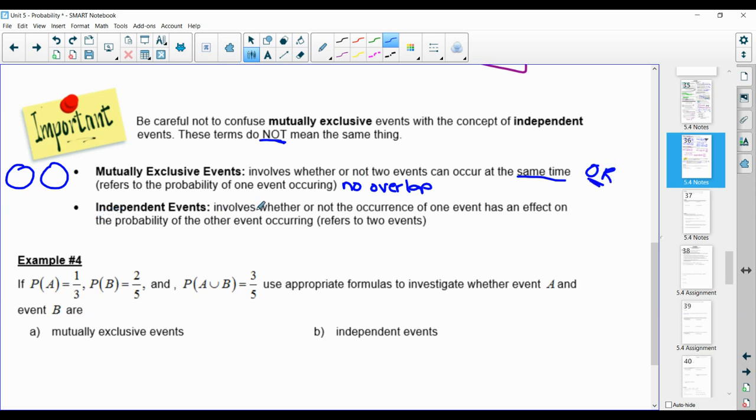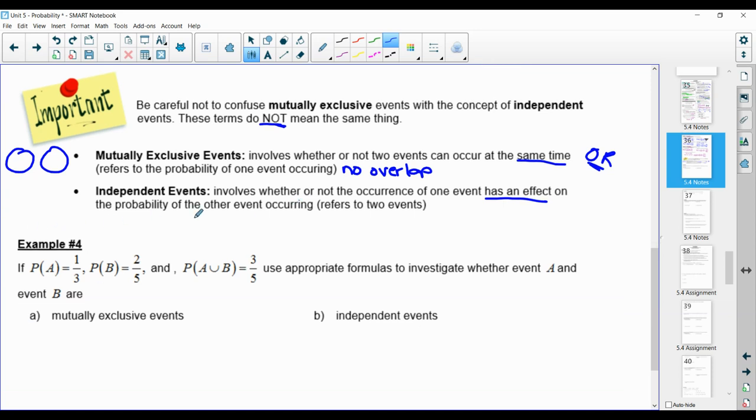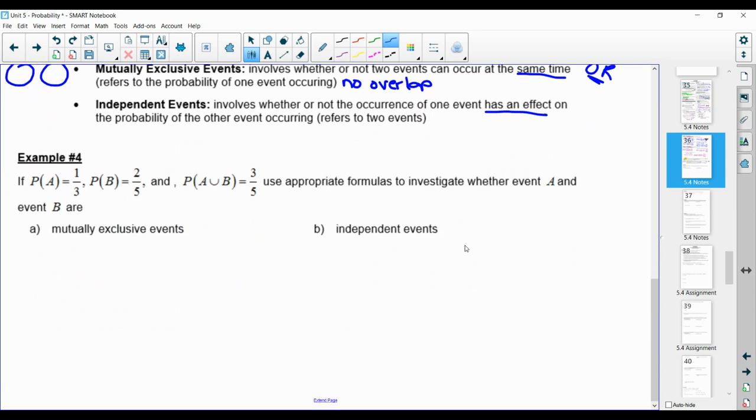With independent events, we're looking at whether the outcome of one event has an effect on the other. Okay, so we're looking at the two events and we're just asking, does one outcome impact the other? Mutually exclusive, we're looking at the actual events and asking ourselves, is there an overlap or not? All right, so just because they are different terms doesn't mean we don't use them together sometimes.